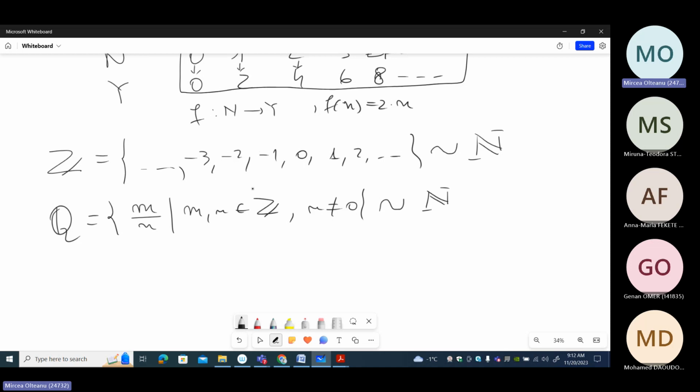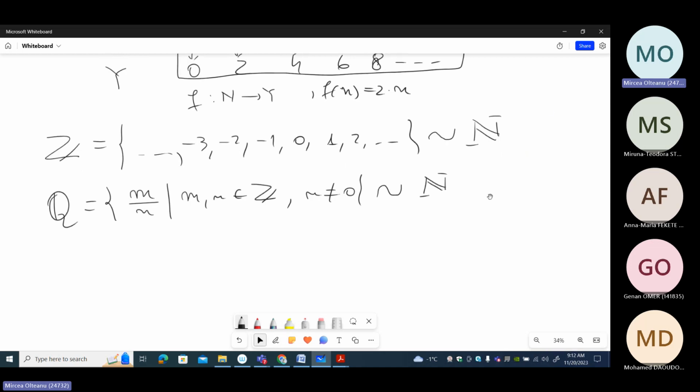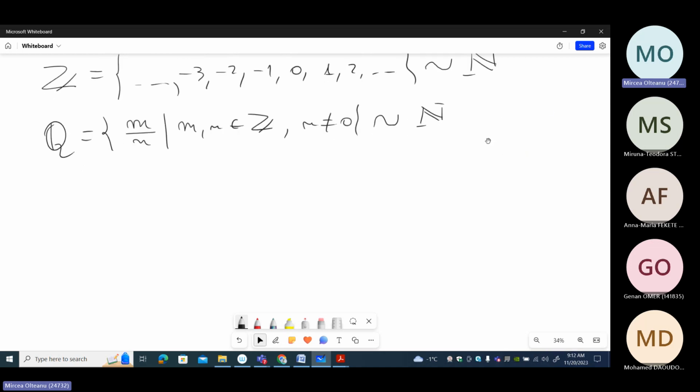So now we have the following natural question. Maybe in the world of infinite sets, all the sets are equipotent with N, so they have the same number of elements as the set of natural numbers. Well, the answer is negative. We shall see an infinite set which is not equipotent with N. But first of all, the definition, because you asked me about countable and uncountable sets.